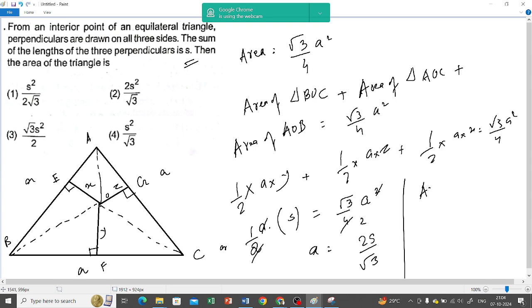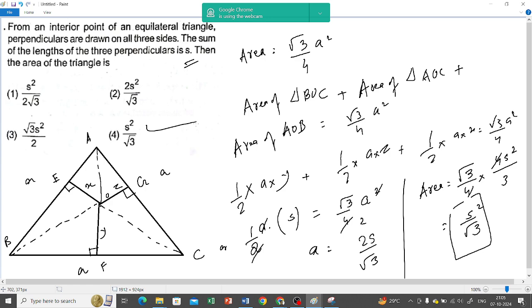Okay, now what is the area? The area is root 3 by 4 into a square. A square টা কি হবে? 4 a square by 3. 4 4 কেটে গেল, এটা হয়ে গেল a square by root 3. Okay, so that is answer number 4.